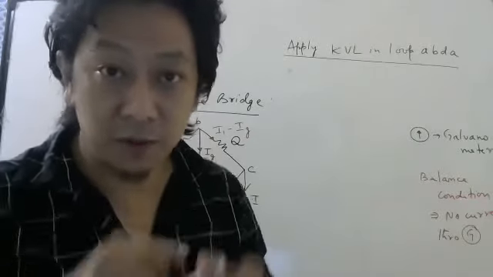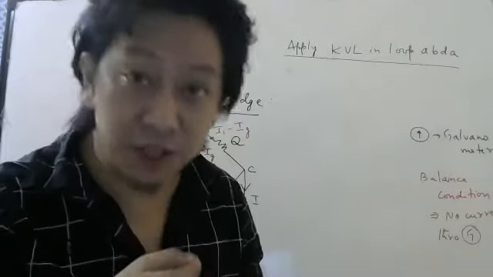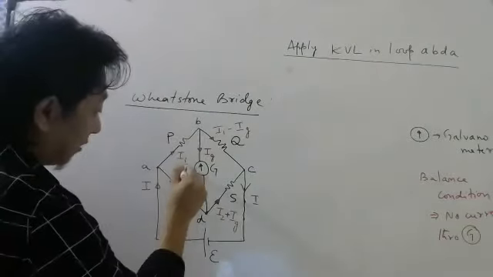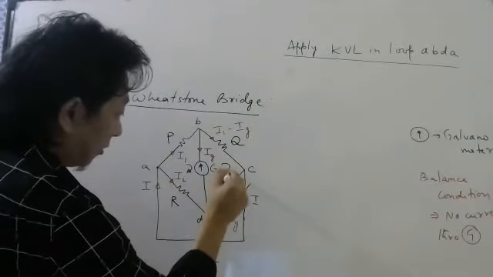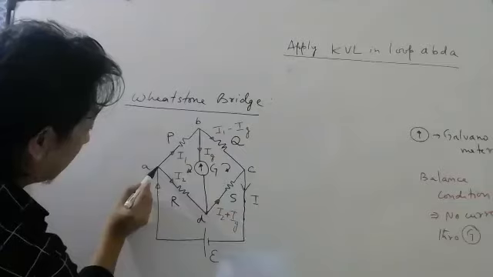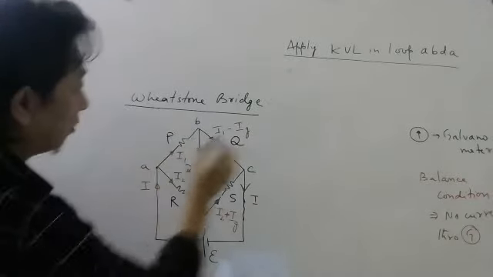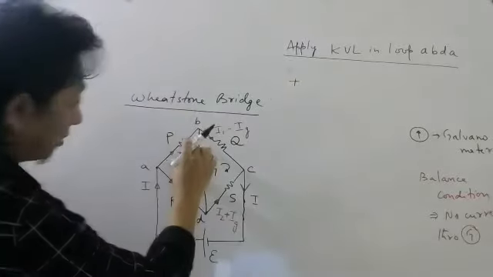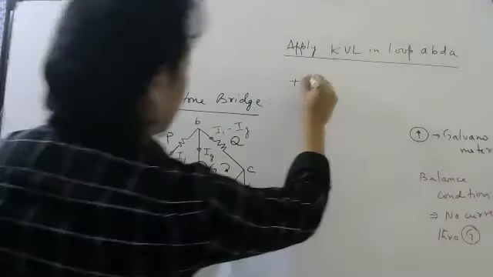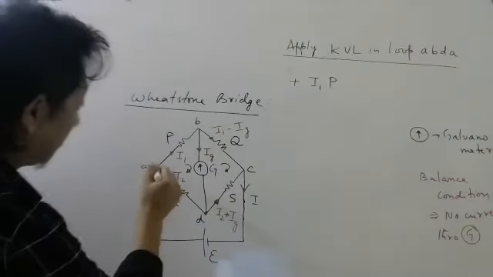Potential drop, if you are moving along the current, we take positive. If you move opposite to current, we take negative. So I will always move this way. First, let me go to this loop. So let us start. From A to B, along the current, so it will be plus. What is the potential difference here? Current into resistance, Ohm's law. Okay, this part is over.